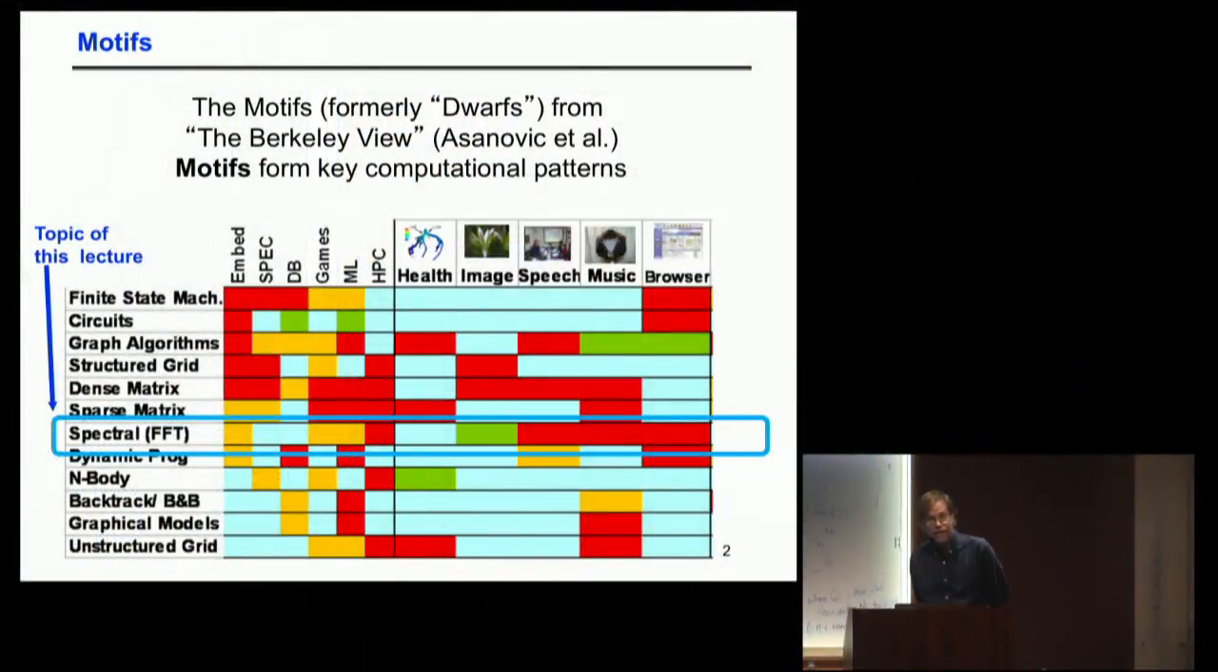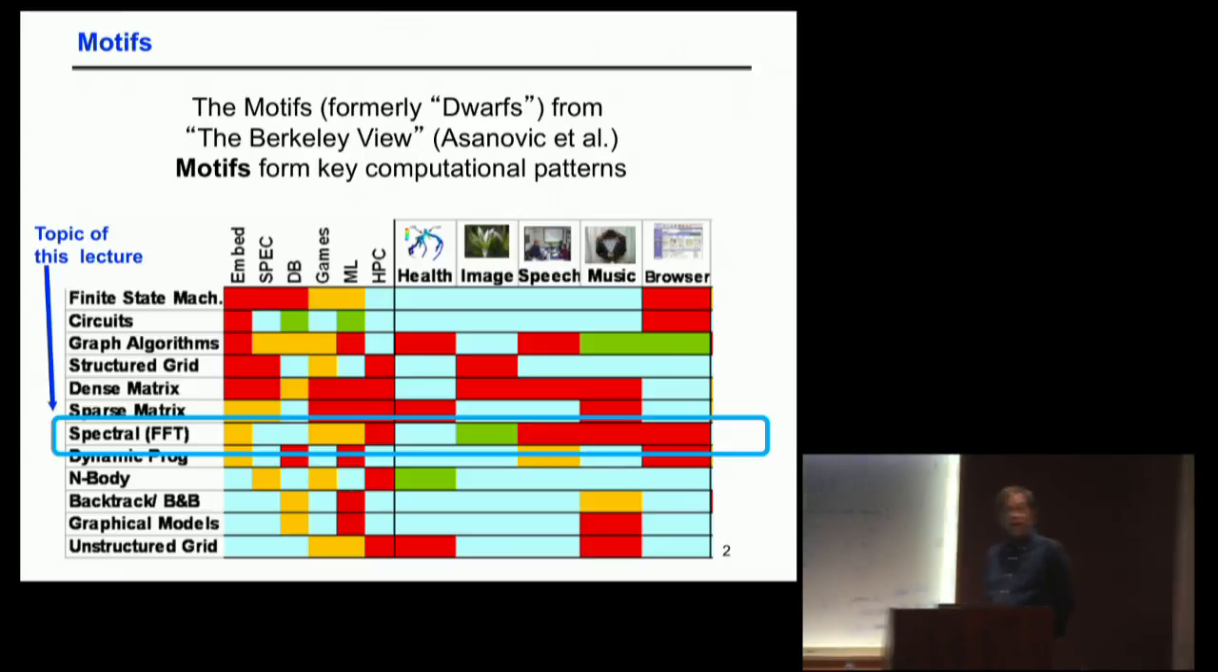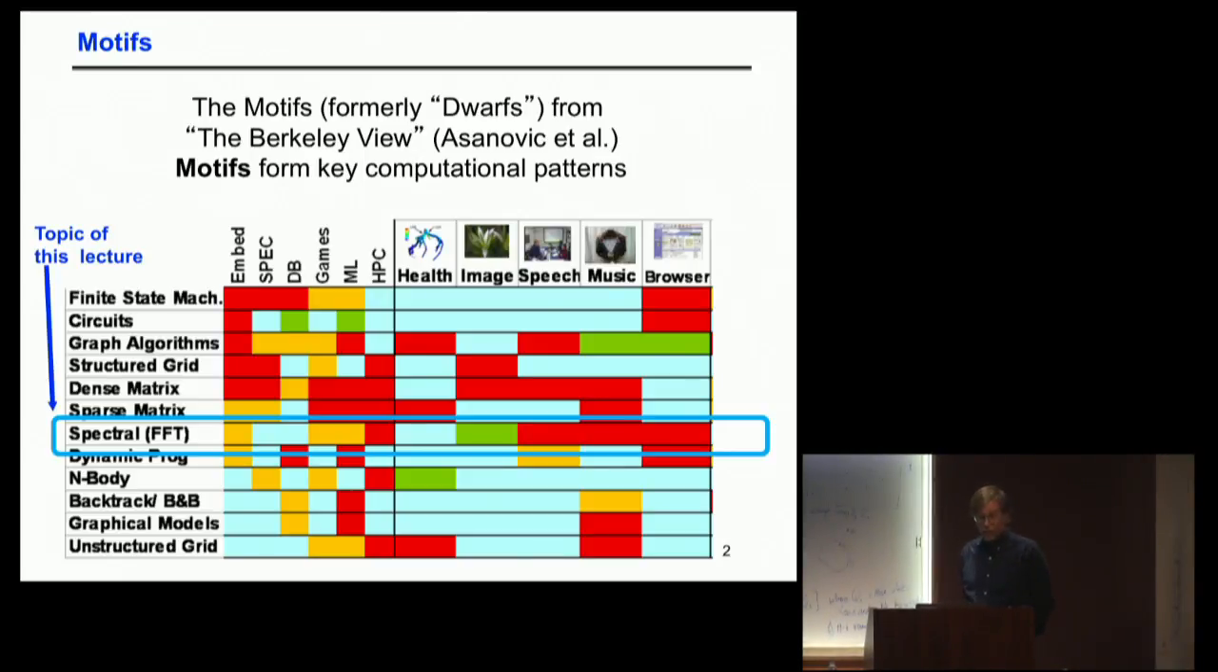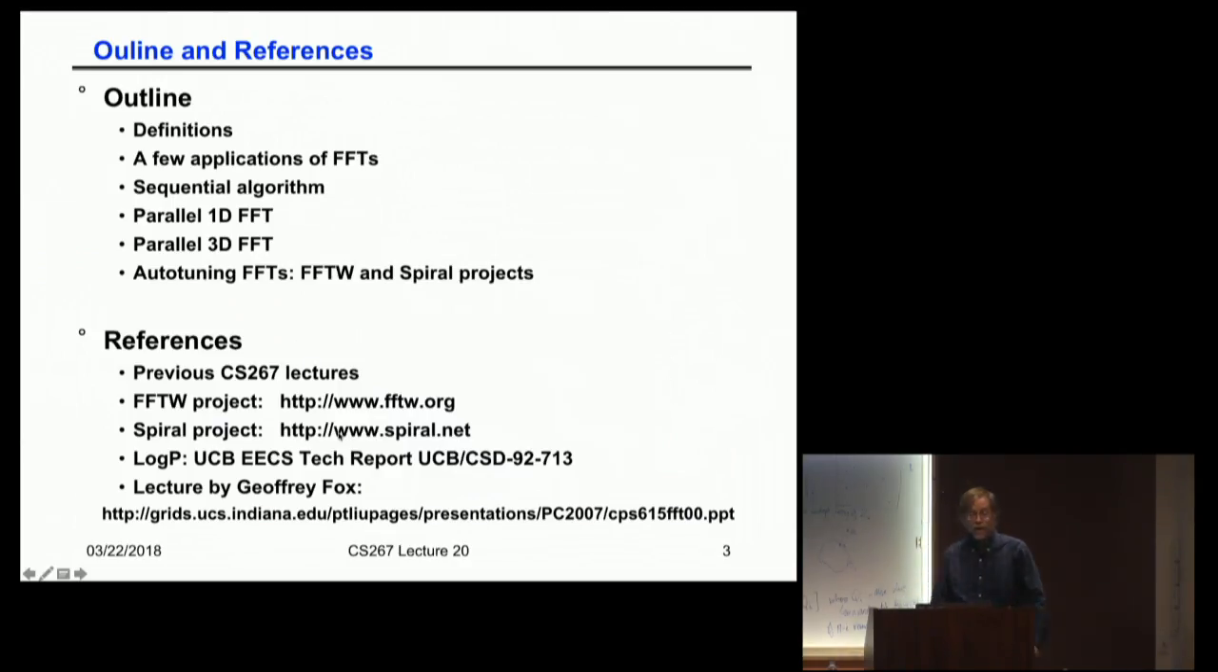Okay, welcome back everybody. Today we're going to talk about one more of the 7 dwarfs or 7 motifs, spectral methods or fast Fourier transforms in particular. And so that's highlighted in blue there. That certainly arises in high performance computing, but it comes up in machine learning and games and all sorts of other areas as well. So here's the outline.